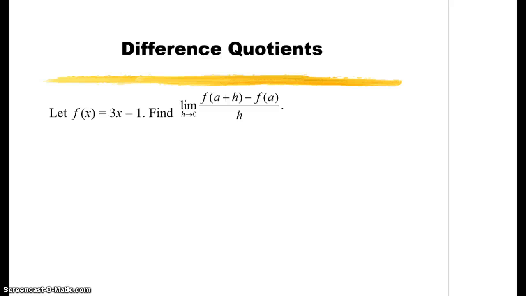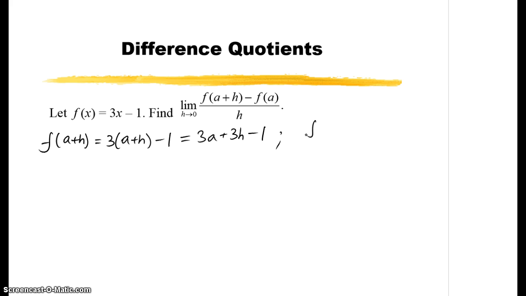Okay, so this is something called the difference quotient, which will come into huge play a little bit later on in this chapter. But for now, let's think of it as just finding the limit problem. So let f of x equal 3x minus 1. Find the limit as h approaches 0 of f of a plus h minus f of a, all over h. Well, let's break each one of these pieces down. If f of x is 3x minus 1, what's f of a plus h? Well, think of it this way. Every time you see x, you're going to write a plus h instead. So you will get 3 times a plus h minus 1, or 3a plus 3h minus 1.